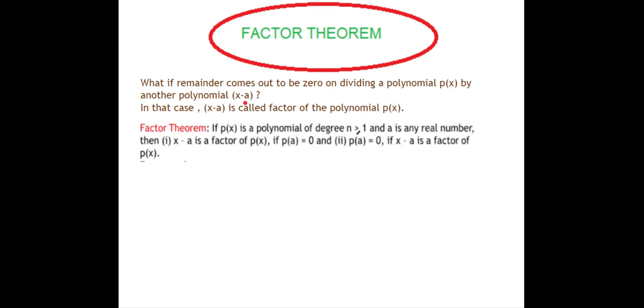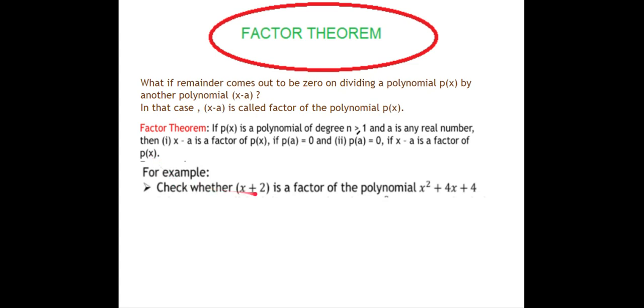So let us now see an extension of that. Factor theorem states that if p(x) is a polynomial of degree n greater than or equal to 1 and a is any real number, then x minus a is a factor of p(x) if p(a) equals 0, and p(a) equals 0 if x minus a is a factor of p(x). Both of them are converses of each other and essentially imply the same thing.